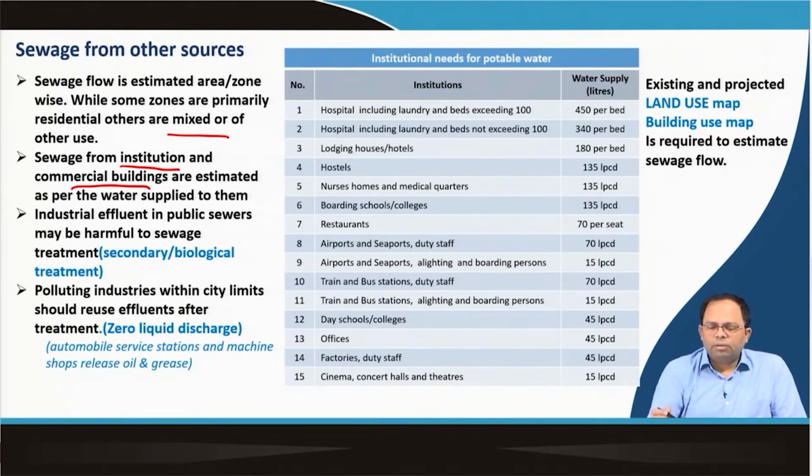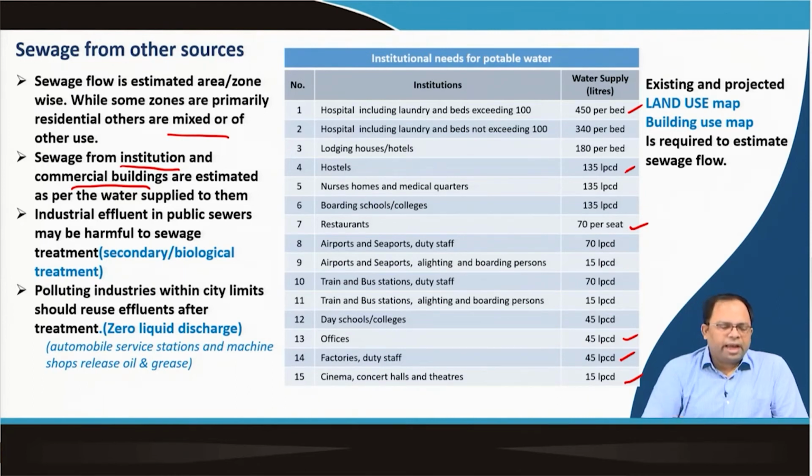That means, as you know from our earlier lecture, different institutions like hospitals and hostels are supplied with different amounts of water. Like hostels 135 LPCD, for hospitals including laundry and beds exceeding 100, 450 per bed. Then if there is a restaurant 70 per seat, cinema hall 15 liters per capita per day, factories 45 liters per capita, offices 45 liters, and so on. So, using these figures, we can assume that whatever is being consumed in this particular building would become the sewage, maybe with some losses.